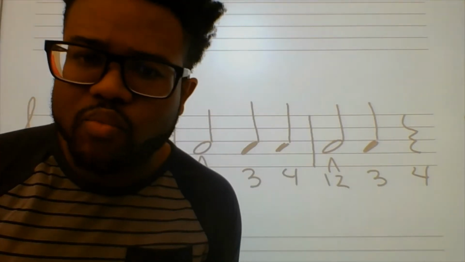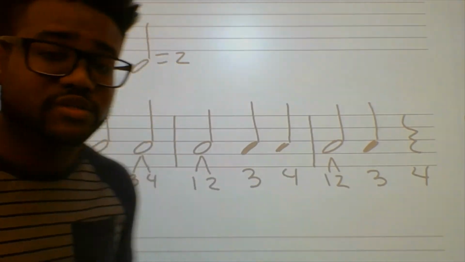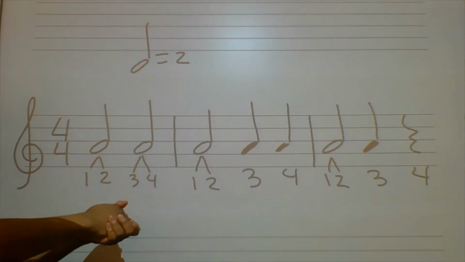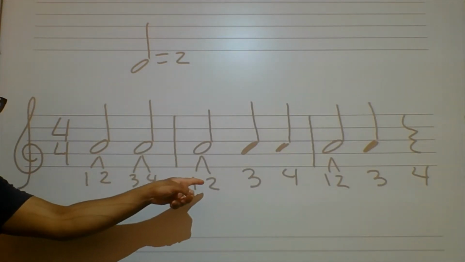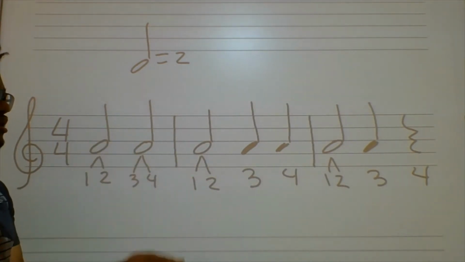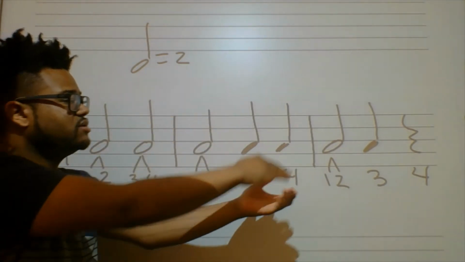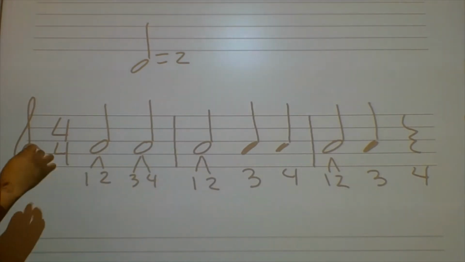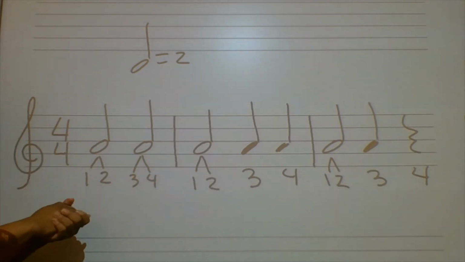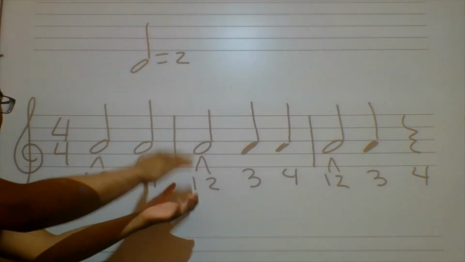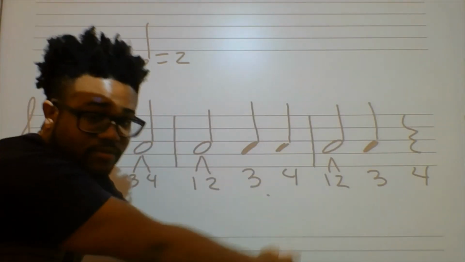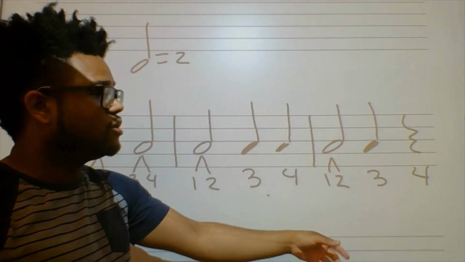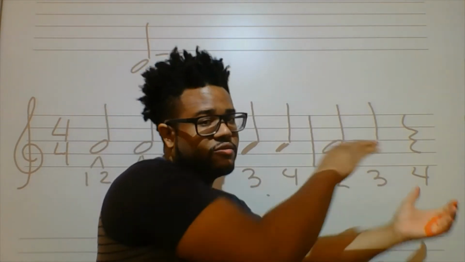All right, let's take it one measure at a time. Let's do measure number 1 first. 1, 2, ready, go. 1, 2, 3, 4. Let's do measure number 2. 1, 2, ready, go. 1, 2, 3, 4. Now let's do measures numbers 1 and 2. 1, 2, ready, go. 1, 2, 3, 4. 1, 2, 3, 4. Let's do measure number 3. 1, 2, ready, go. 1, 2, 3, 4.